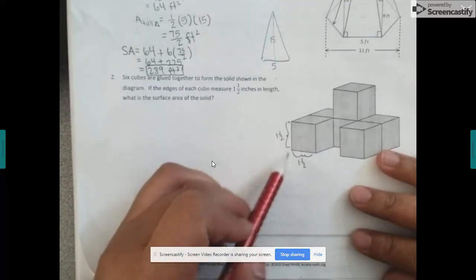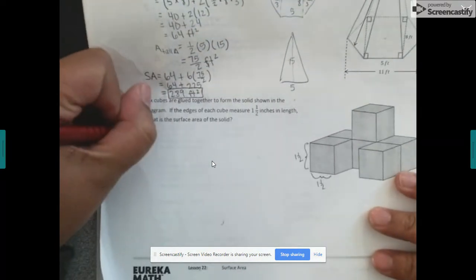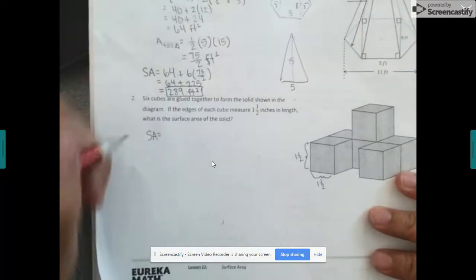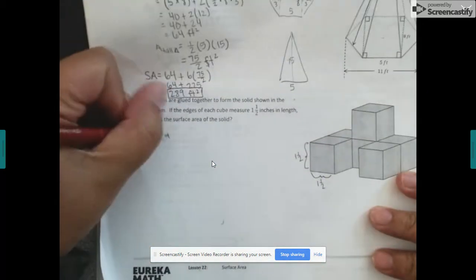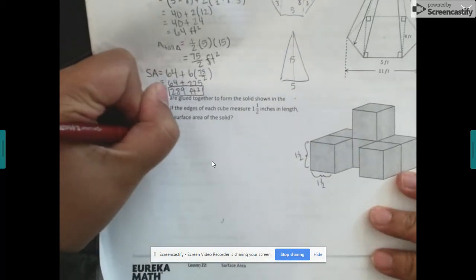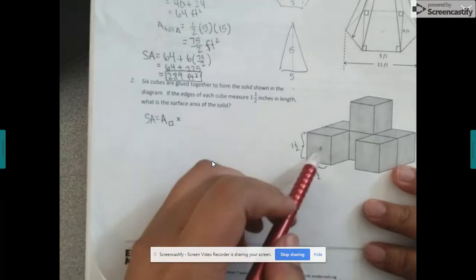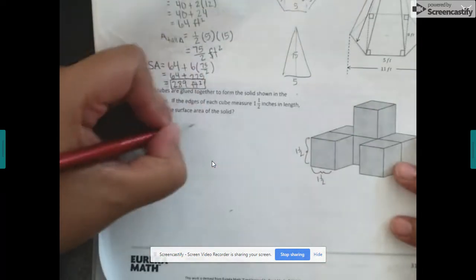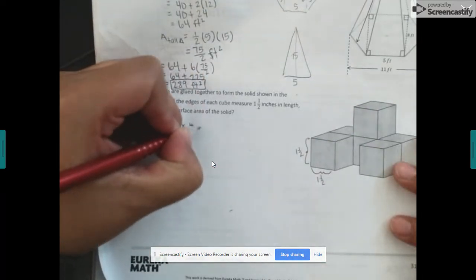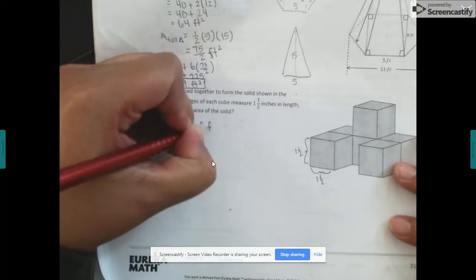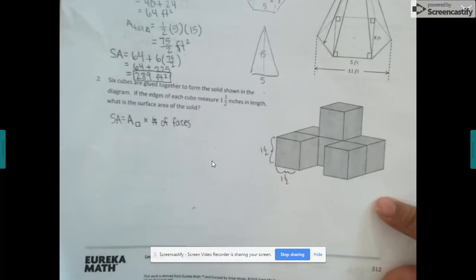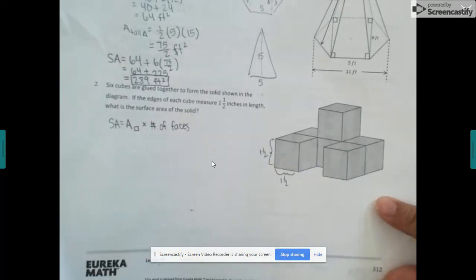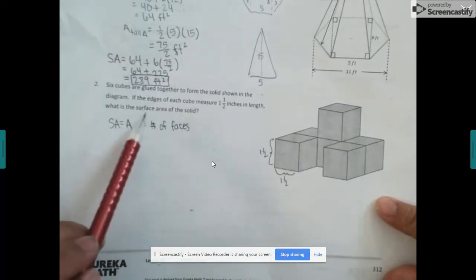Because these are all squares, we know that the surface area must be the area of a square or the area of a rectangle times however many faces there are. So I'm going to put that as the number of faces. Similar to what we had to do in class for the example, we have to count how many faces there are. It says that there are 6 cubes.